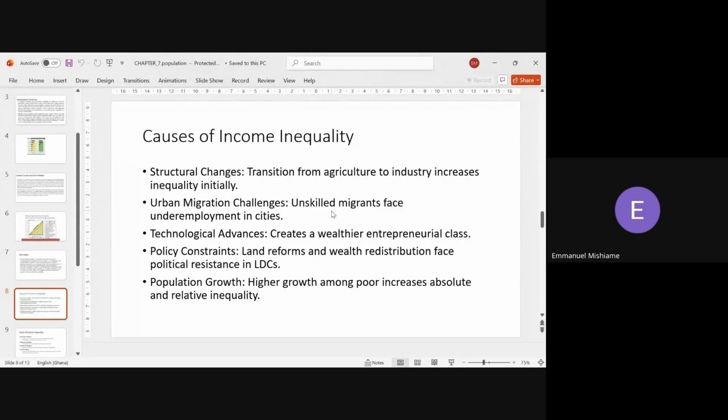Essentially, you'll be paid low. For instance, you may have been a blacksmith in your rural area or in your village. You've moved to the city to work as an electrician. You are not skilled as an electrician, and so the payments that you'll be receiving will be low or will be lesser.